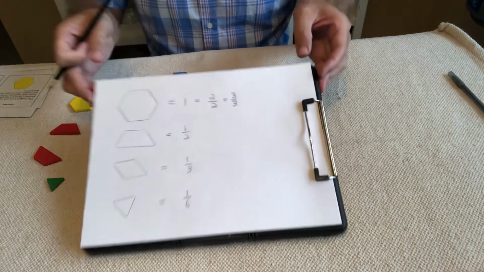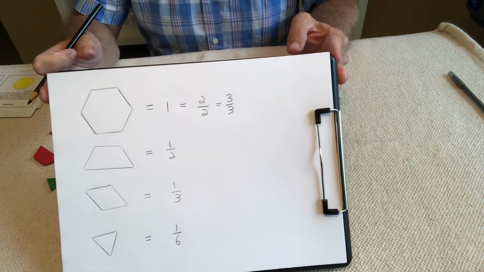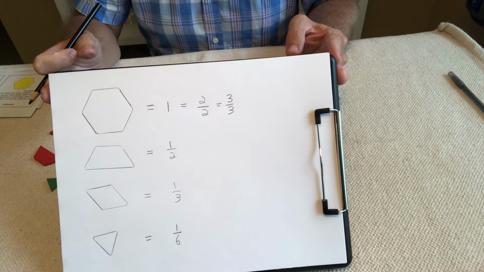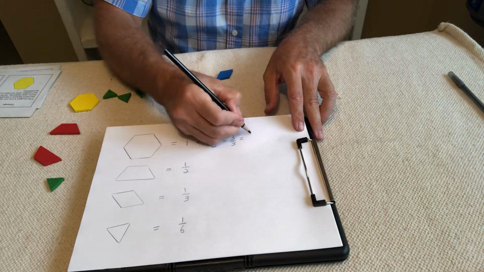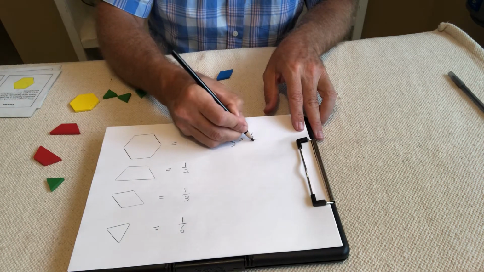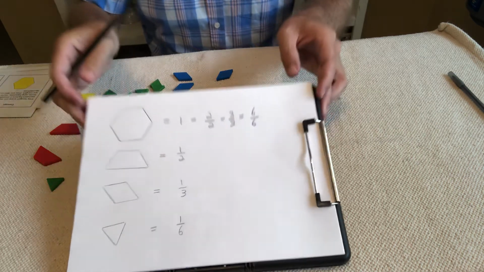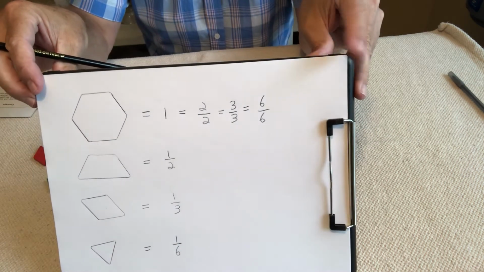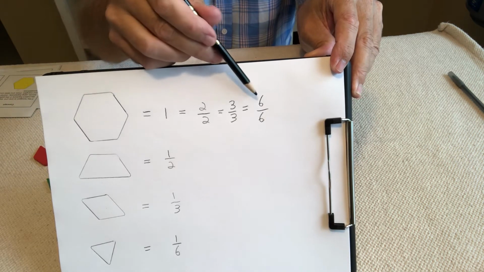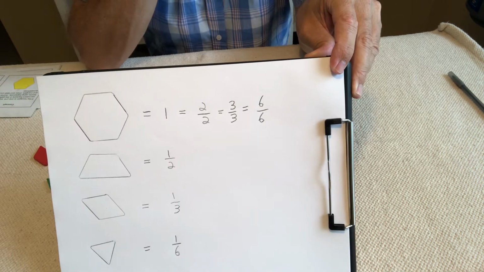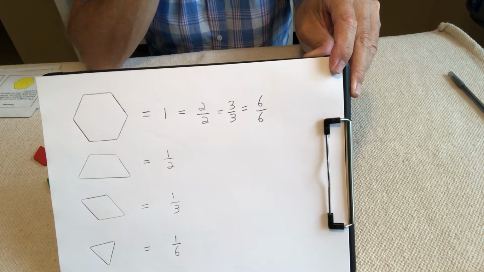Okay, so 1 whole is equal to 2 halves, which is also equal to 3/3, which is also equal to 6/6. So what's the rule about something being a whole? How can I write a whole as a fraction?